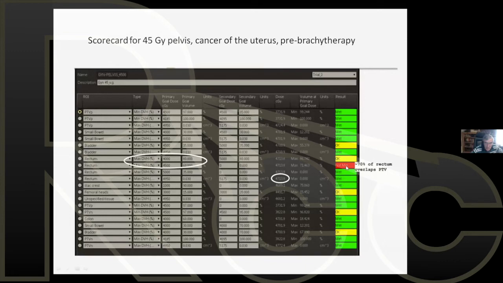But whenever there is a red entry, which means the constraint was not met, the planner has to put a note in, and the doctor approves this. 70% of the rectum overlapped the PTV. Now, the feeling is that it's still a low enough dose, and we'll try to do a lot of rectal sparing with the follow-up brachytherapy. So the doctor, however, overruled this constraint because to keep within that constraint would have sacrificed dose where it was needed the most. So that's why it turned red. But every time there's a red area where the objective is not met, we are required to put a note in, and the doctor approves the treatment.